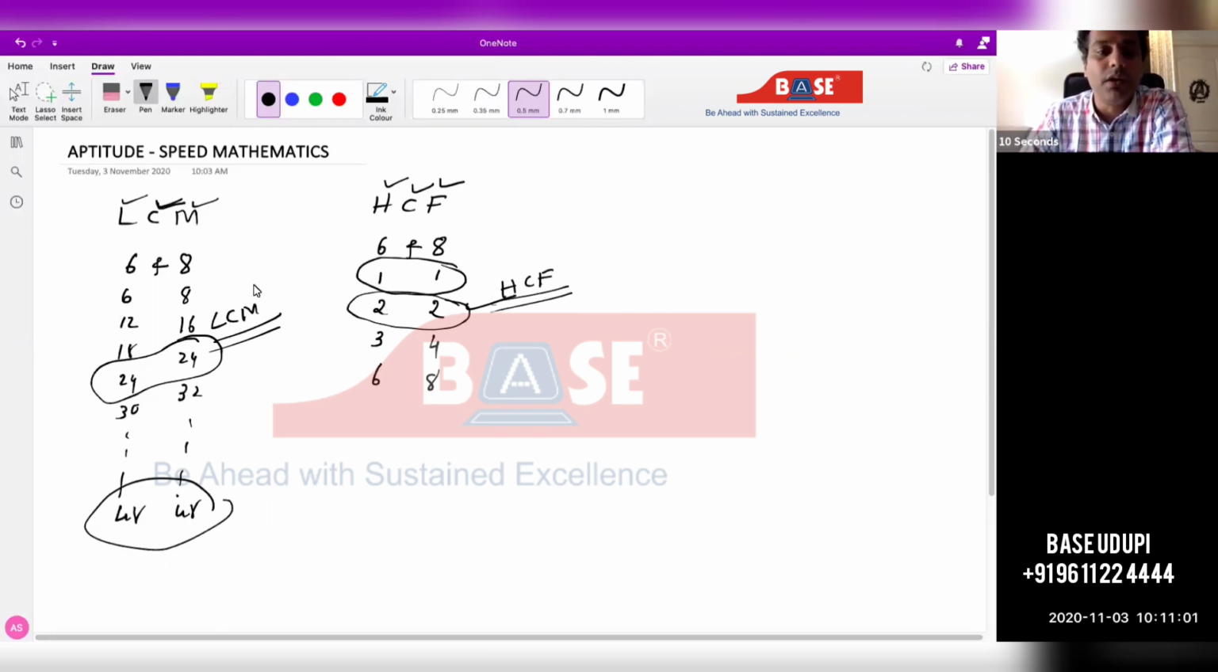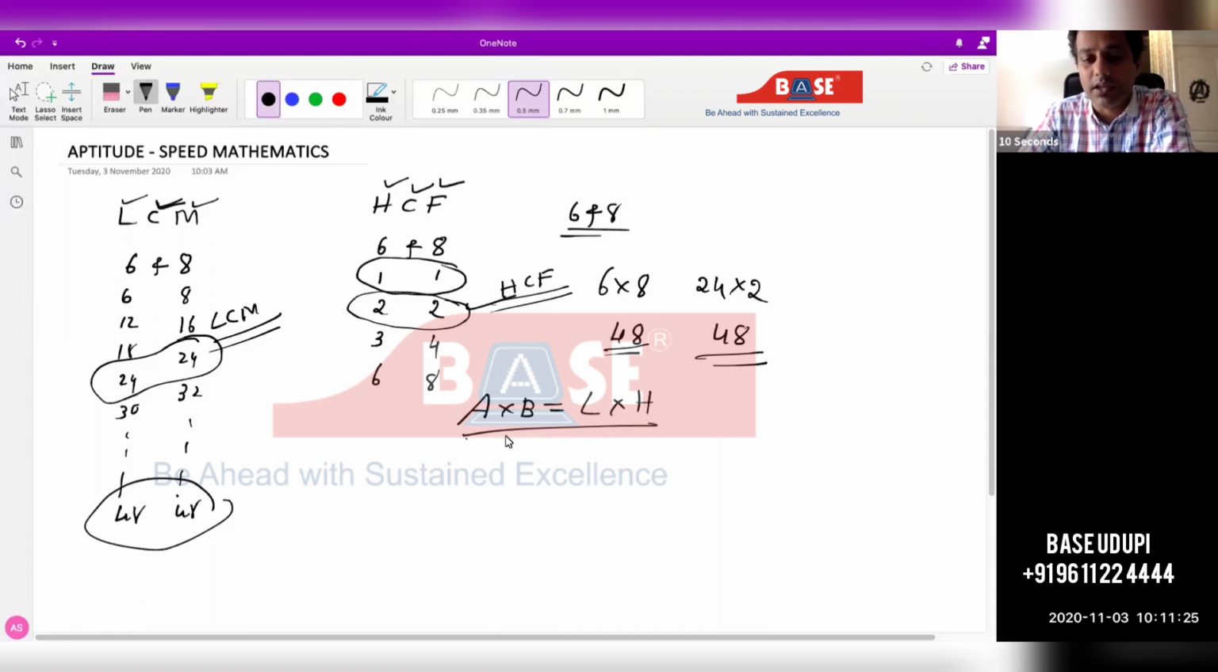So that's HCF. If I take these two numbers, 6 and 8, then 6 times 8 is 48. If I take the LCM, which is 24, and the HCF, which is 2, the product is also 48. So that means A times B equals L times H, where L is the LCM and H is the HCF. This is what LCM and HCF is all about. For any two numbers, the product of their LCM and HCF is always equal to the product of the numbers.